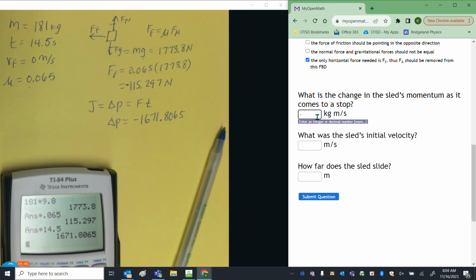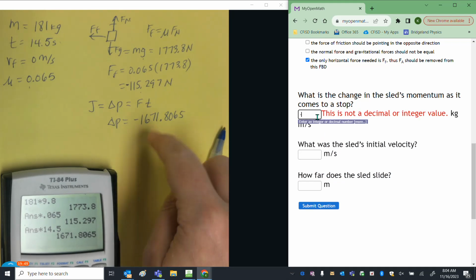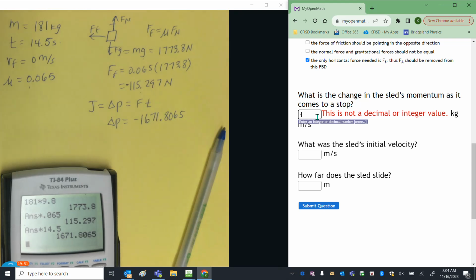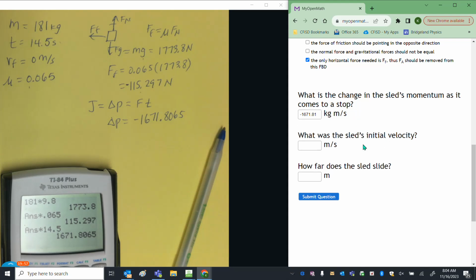Okay, so what is the change in momentum? Negative, and I do need to make sure to type the negative. I didn't type it in my math, but I wrote it here. Negative 1671.81. Okay, is the first answer. So that's my first question.